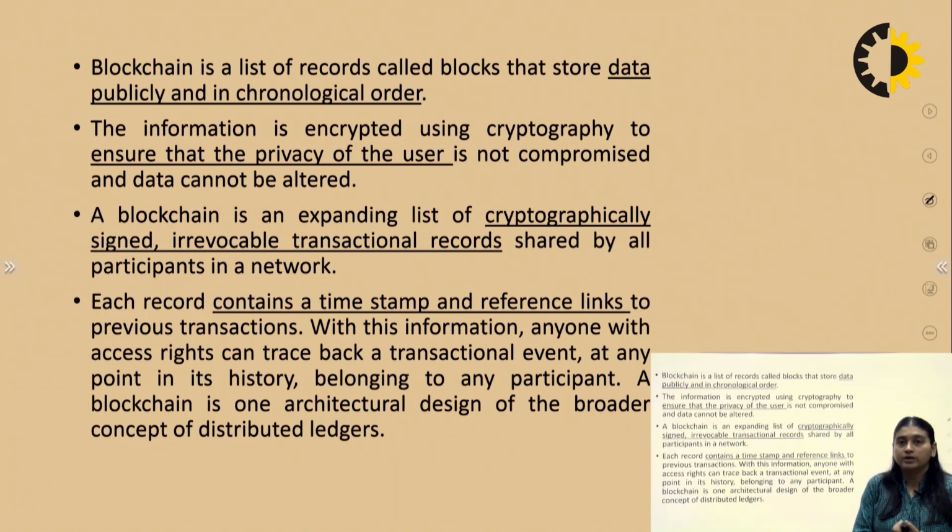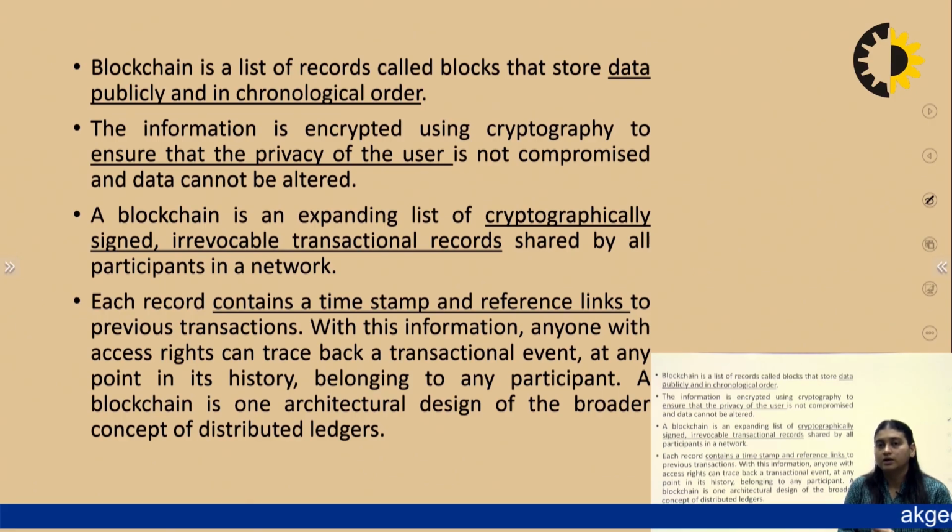Now the next point says that it's a list of records called blocks that stores data publicly and in chronological order. So in the diagram it is very much clear that all the blocks are in chronological order, and the blockchain is storing the transactions, or it is a set of records called blocks.